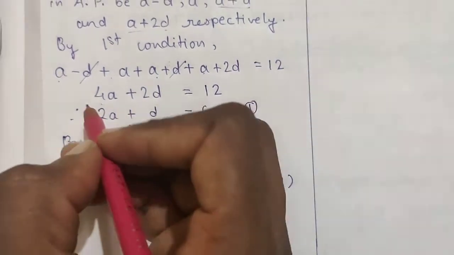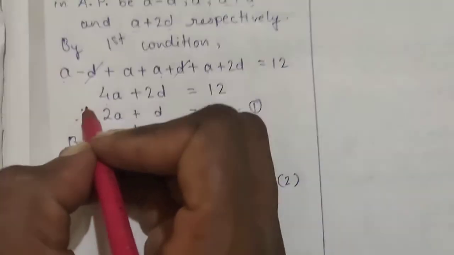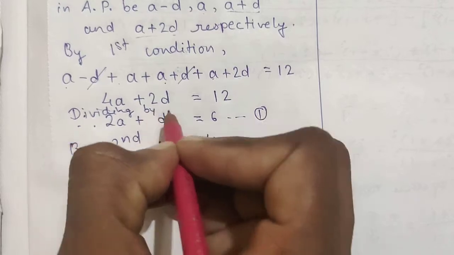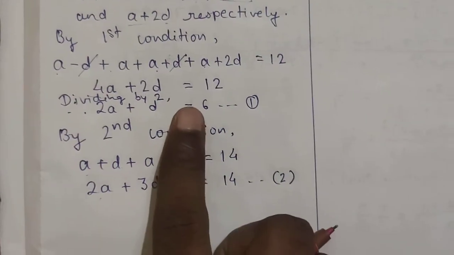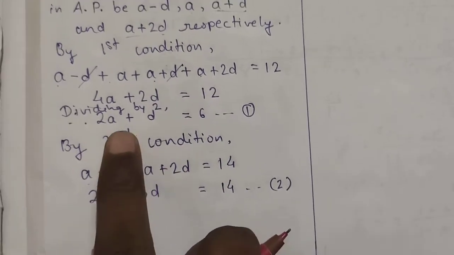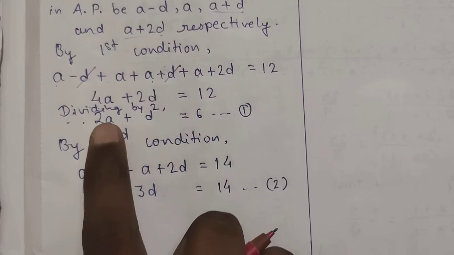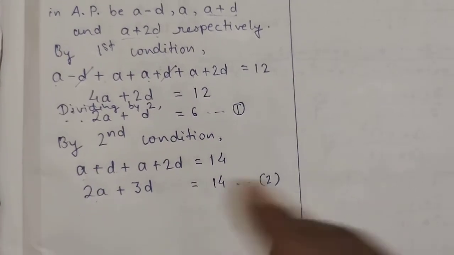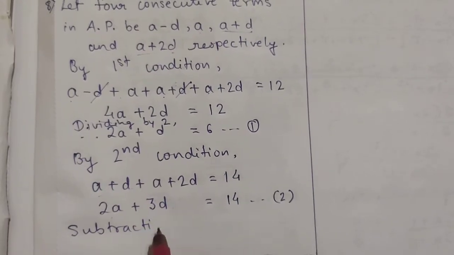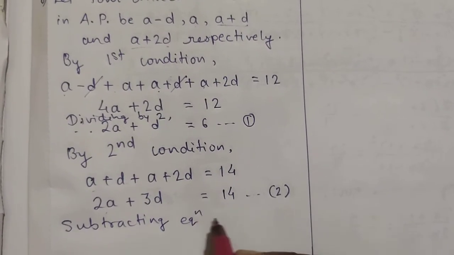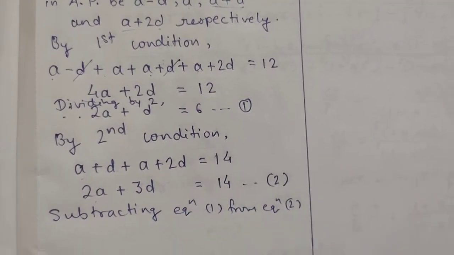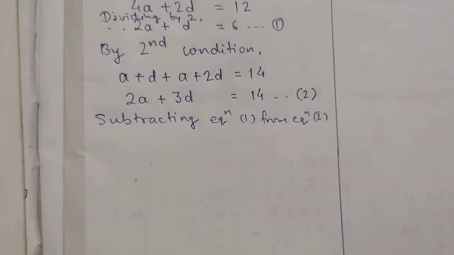Understood? And how we got this? Dividing by 2. So let me write here, dividing by 2. Now see, you are having 2 equations, first and second, and we are going to subtract because 2A minus 2A get cancelled. So subtracting equation 1 from equation 2, because our equation number 2 is bigger. So subtracting equation 1 from equation 2. Okay, now let us subtract it.